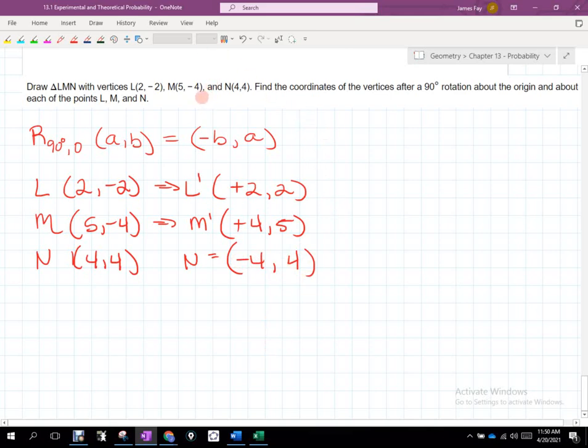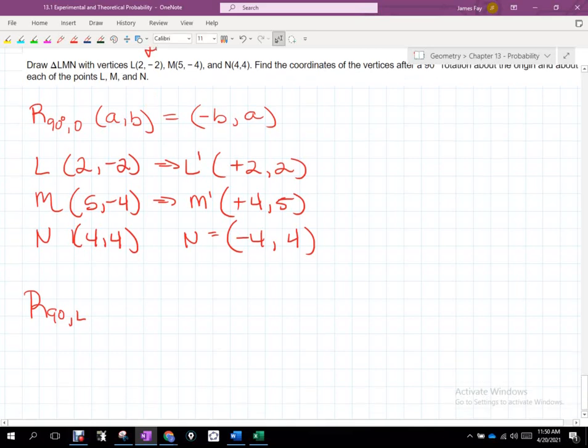Now, in the other parts, when I want to rotate 90 degrees around point L, that is more difficult to do because we don't have a rule to rotate around point L, because point L is just some arbitrary point, 2, -2. L could be 3, 5. It could be -12, -15. So there'd be a different rule for each one of those, right? Does that kind of make sense?